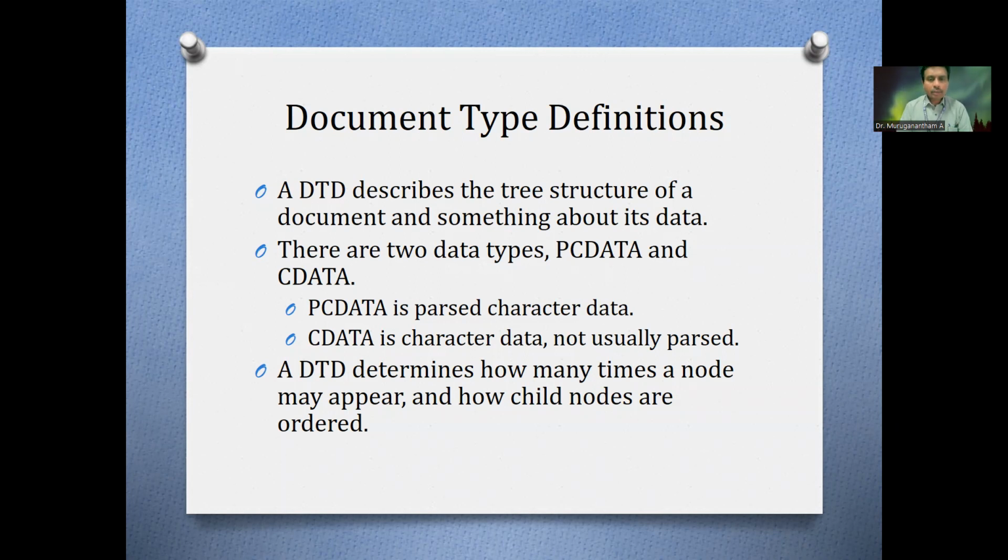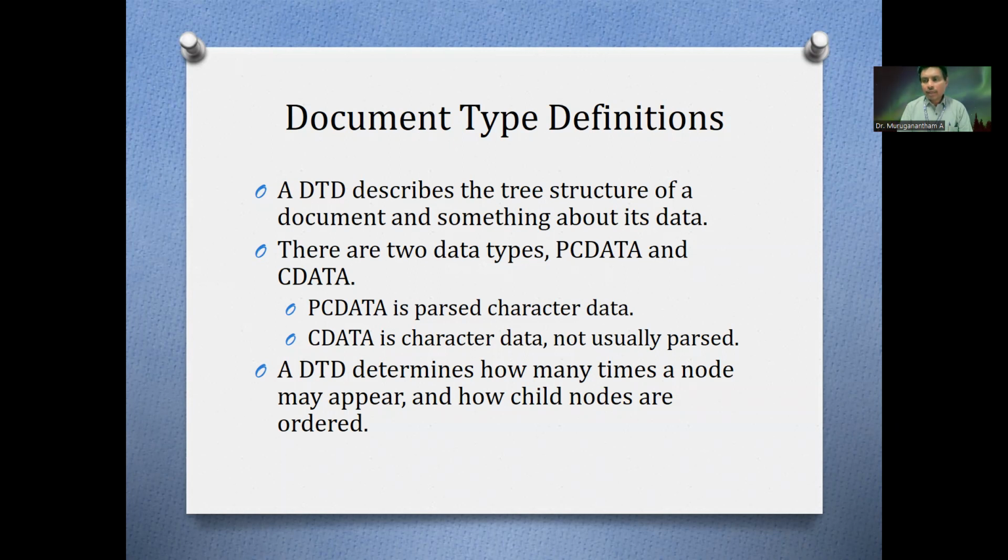So DTD is nothing but Document Type Definition, which is one of the core concepts of XML programming, where if you want to represent different data types, this particular DTD is used. So this is basically to describe the tree structure of a document and something about its data.